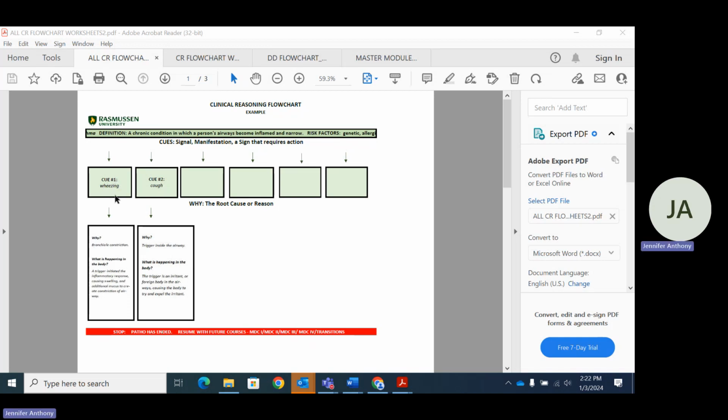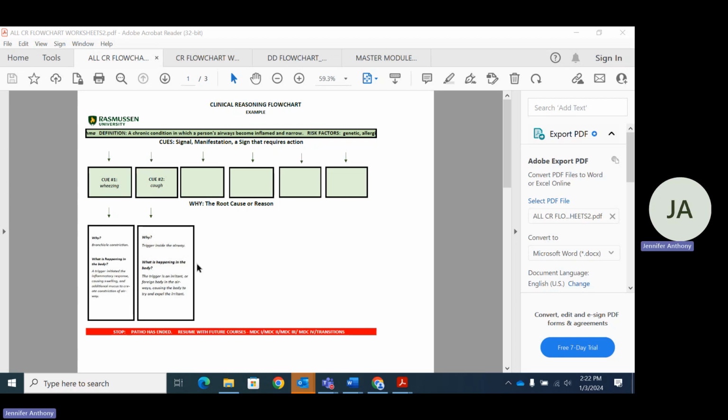Cue number 1 is wheezing. Cue number 2 is cough. Why do I see wheezing? Because of bronchial constriction. But now, why do I see bronchial constriction? Why does that happen? Because there's a trigger initiating the inflammatory response. Coughing, swelling, and additional mucus create exudate and constriction of airways.